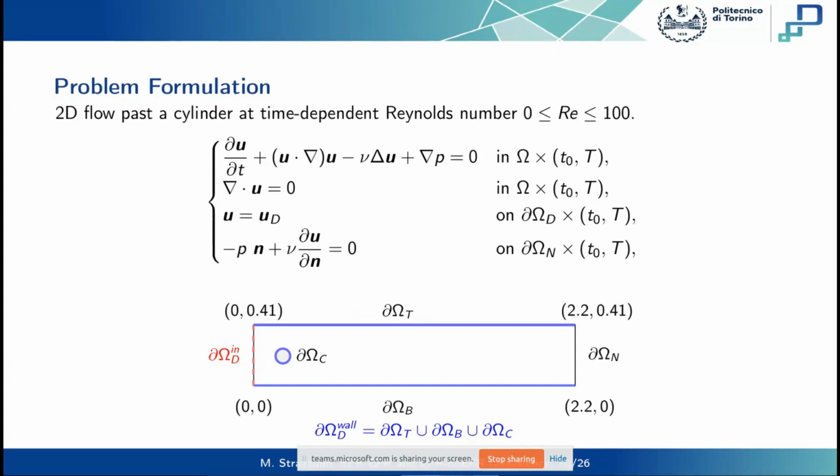We are working with a 2D flow past a cylinder. So this is actually the domain. Here I'm recalling the Navier-Stokes equation that we are using. In the blue part of the boundary, homogeneous Dirichlet boundary conditions are applied. Here you have an inlet condition that is periodic in time. I will be more detailed in the next slide. And then the flow exits over this part of the domain, with homogeneous Neumann conditions.